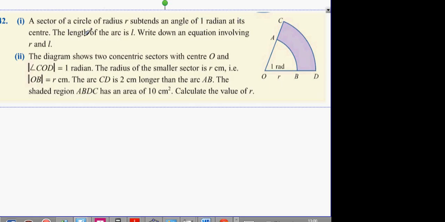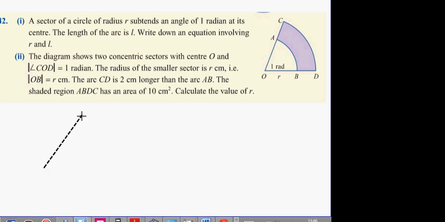A sector of radius r subtends an angle of 1 radian at its centre. The length of the arc is L. Write down the equation involving L and r. Well guys, remember what a radian is. Radians are how many times your radius length fits into your arc length.